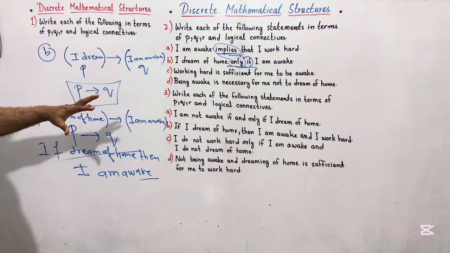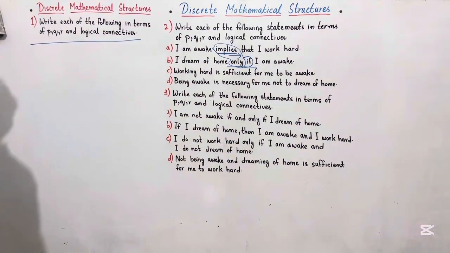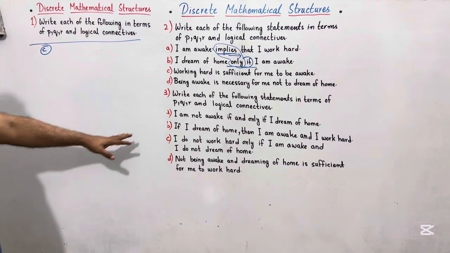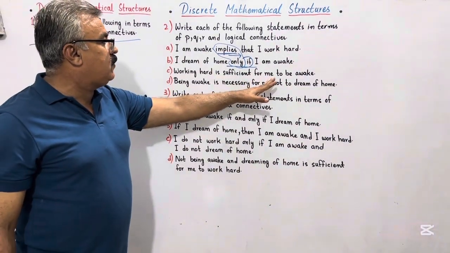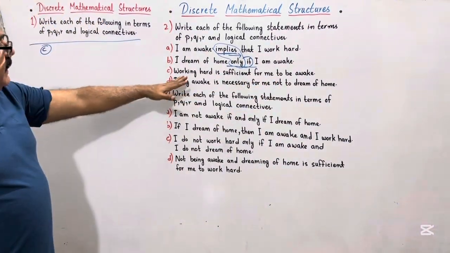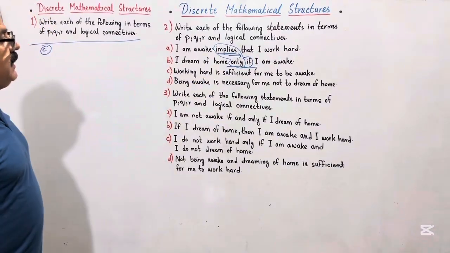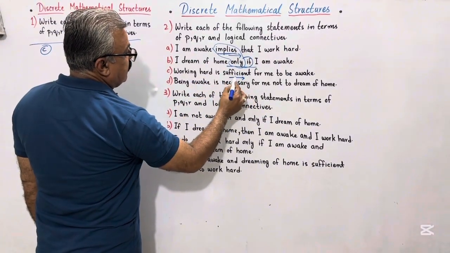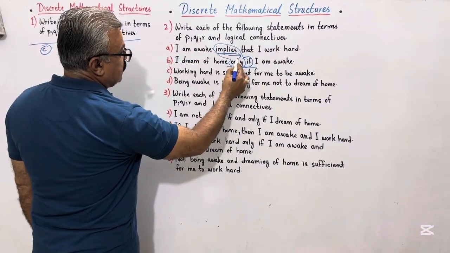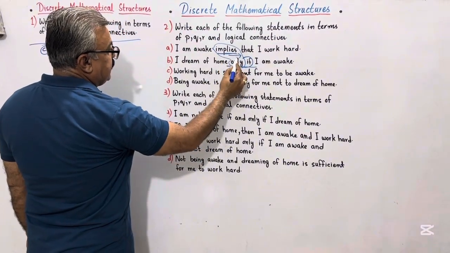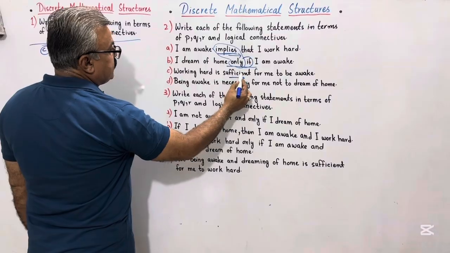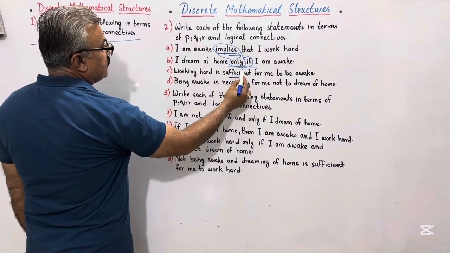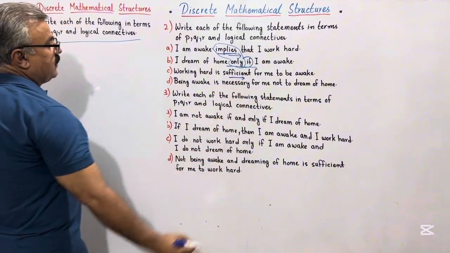Moving towards part C. Part C is: working hard is sufficient for me to be awake. Sufficient means implies, only if means implies. They are synonyms for each other.